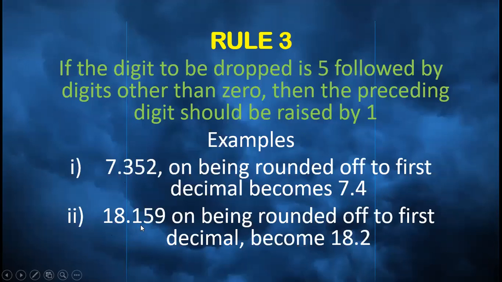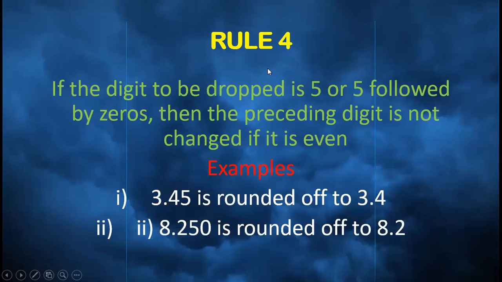Here it is 18.159. The digit to be dropped is 5. The digit 5 is followed by 9, which is not a 0. So we have to add 1 to 1. So it is 18.2. So what is that? If the digit to be dropped is 5 followed by digits other than 0, then the preceding digit should be raised by 1.